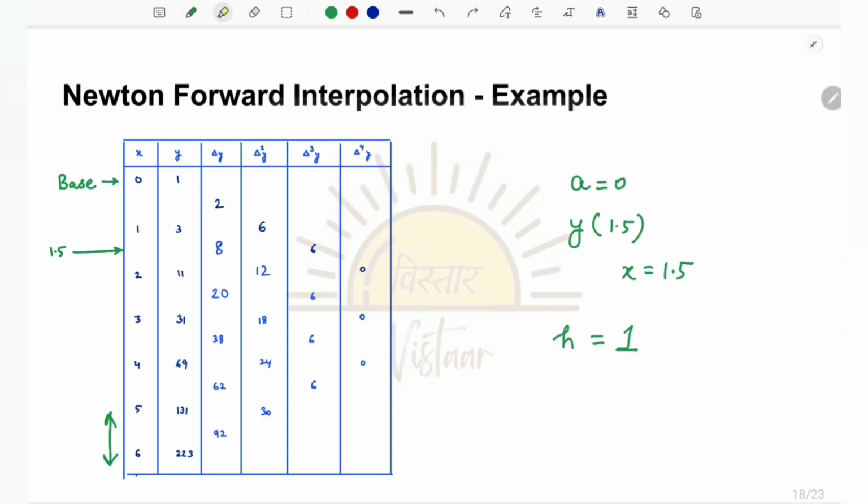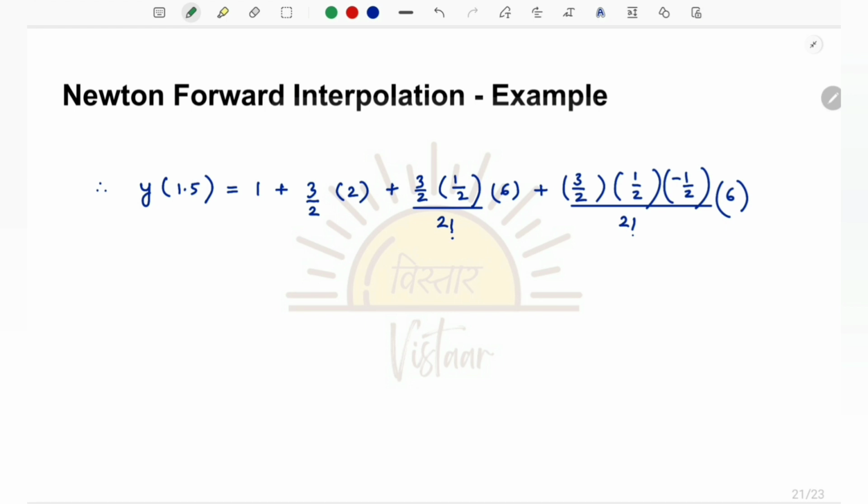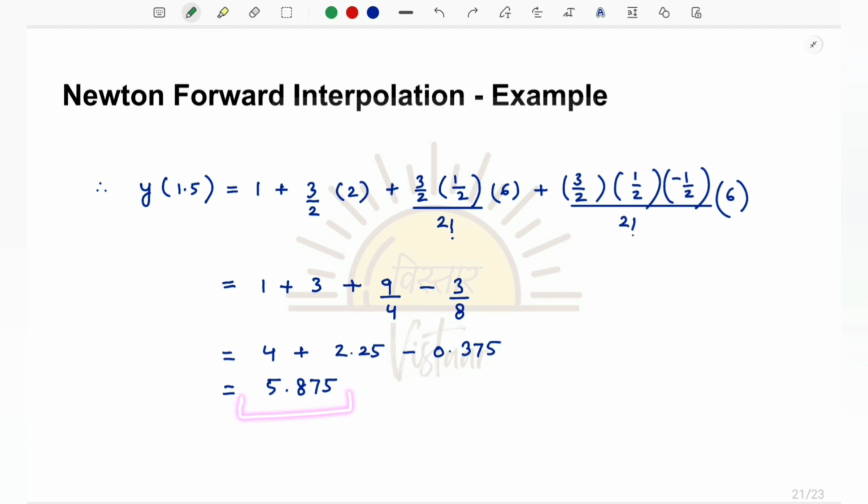So in the Newton forward interpolation method, you will use the y naught as 1, delta y naught will be 2, delta square y naught will be 6, delta cube y naught will be 6, delta raised to the power 4 y naught will be 0. So we have to put all these in the Newton's forward formula. We'll get y 1.5 as this. Solving it further, we will finally get y 1.5 as 5.875.